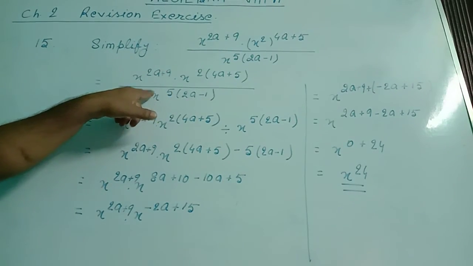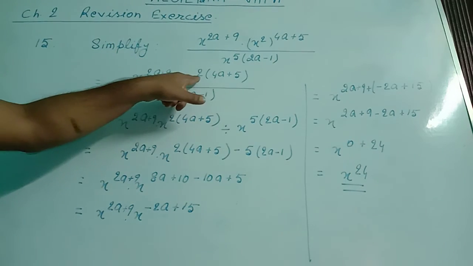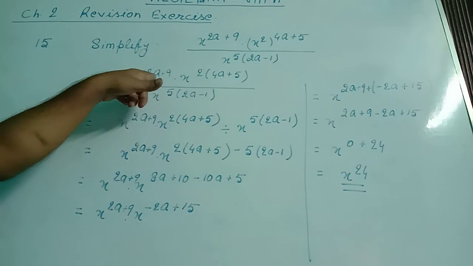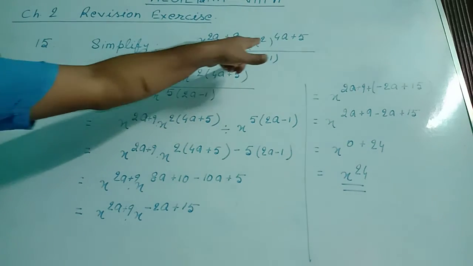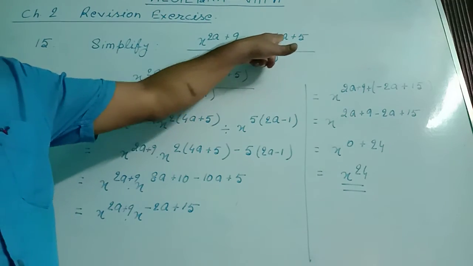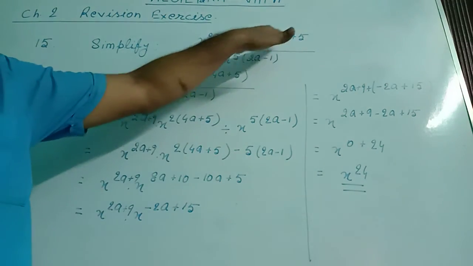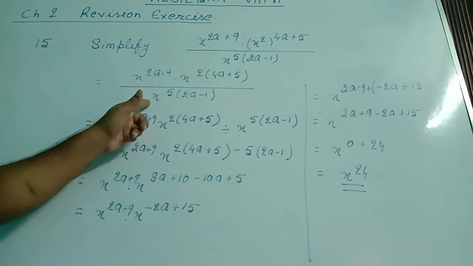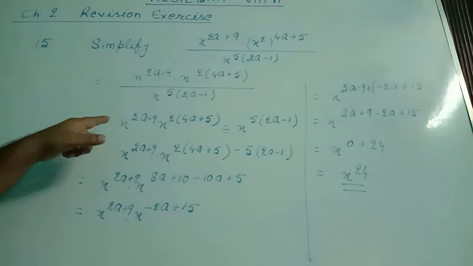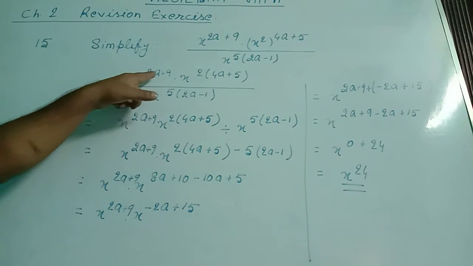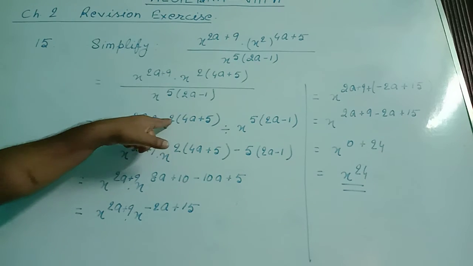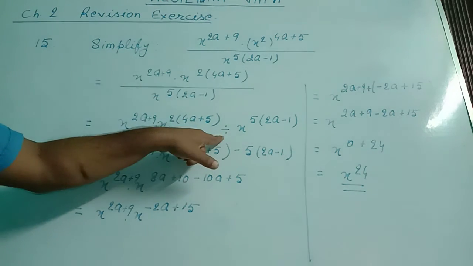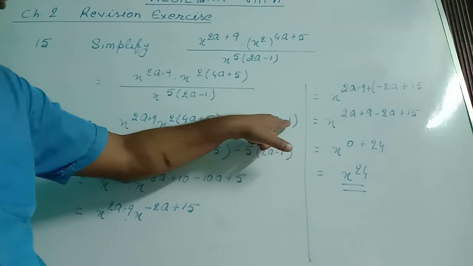In this step, I wrote this term as same, x to the power 2a plus 9 into x. I have omitted this bracket, so these two powers will be multiplied. Since this is power upon power, these two powers will be multiplied. For that we write 2 into 4a plus 5. Now x to the power 2a plus 9 into x to the power 2 into 4a plus 5. This is in the form of division, so I wrote divided by x to the power 5 into 2a minus 1.